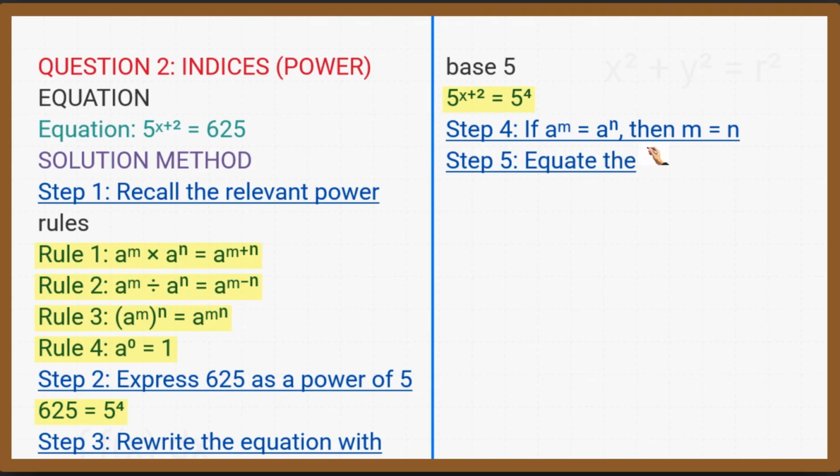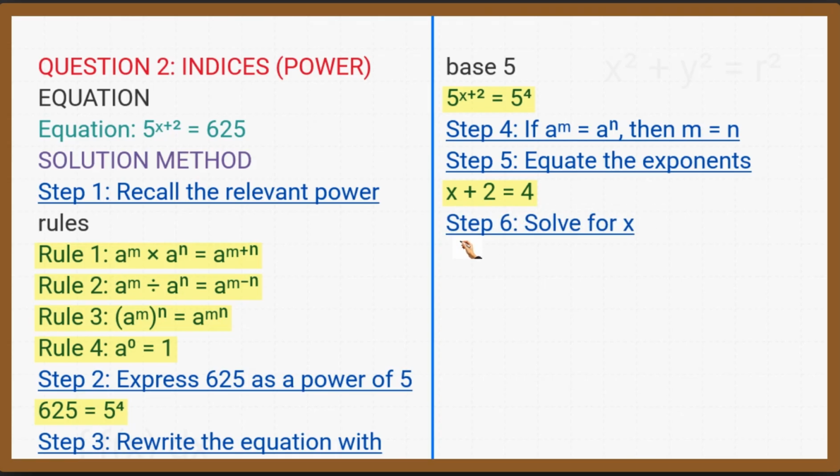Step 5. Solve for x. Next, we solve for x. Subtract 2 from both sides of the equation. So x equals 4 minus 2, and that gives us x equals 2. Step 6. Check the solution. It's always good to check our answer. Substitute x equals 2 back into the original equation. 5 to the power of 2 plus 2, which is 5 to the power of 4, and that is indeed 625. Perfect! The solution is correct.